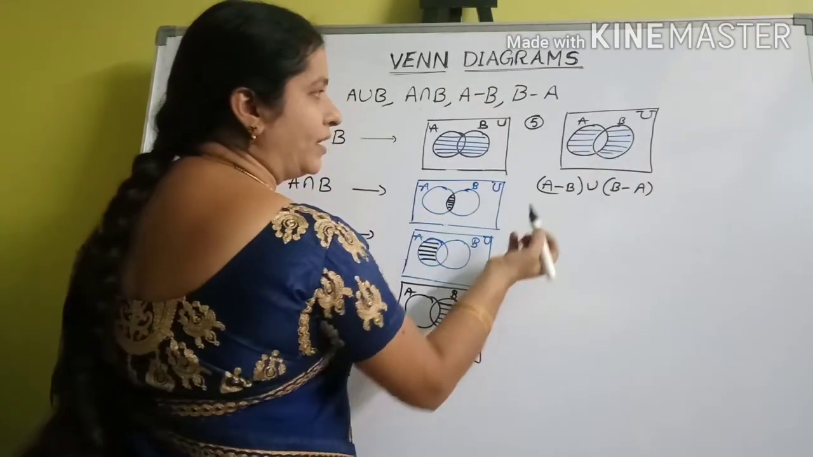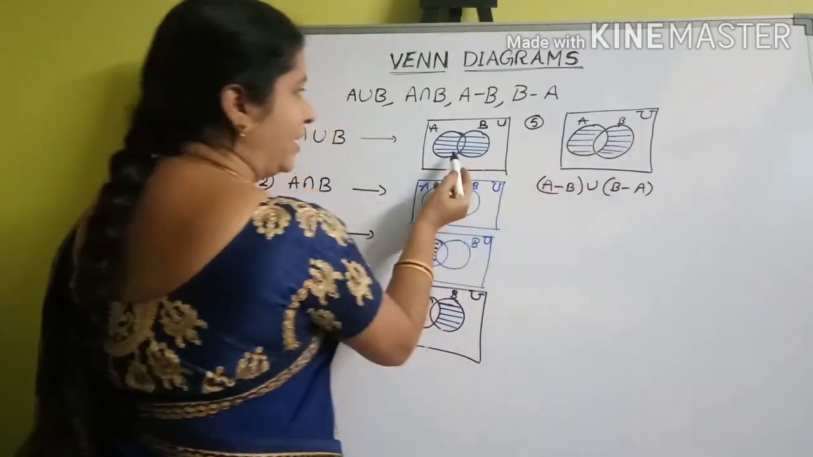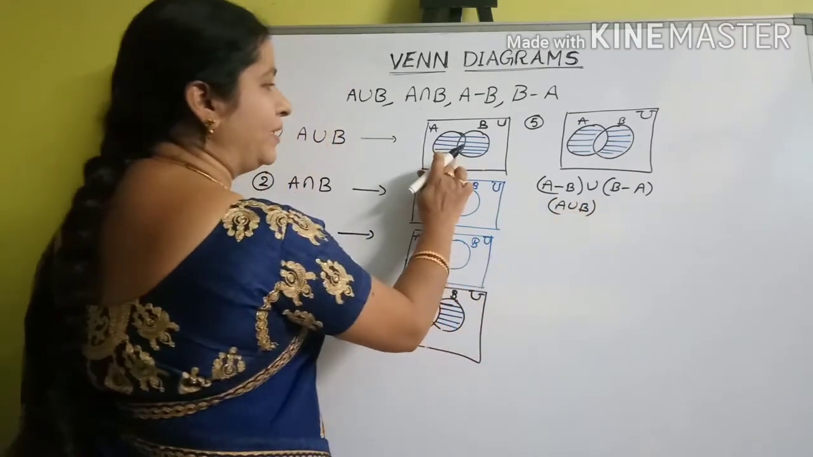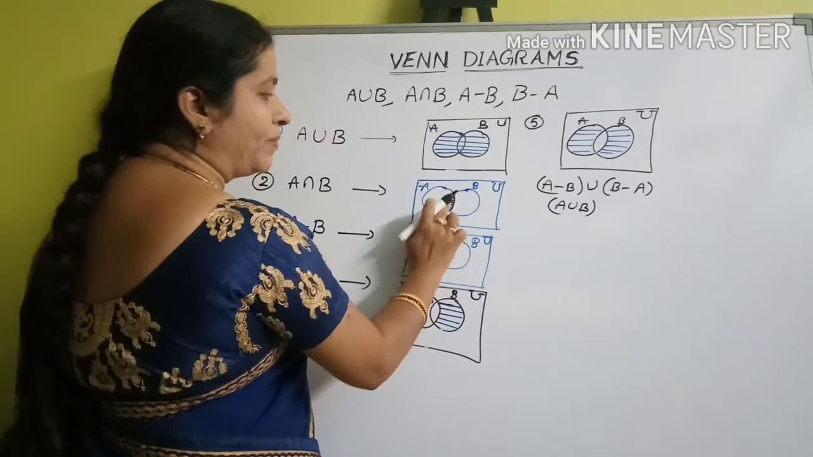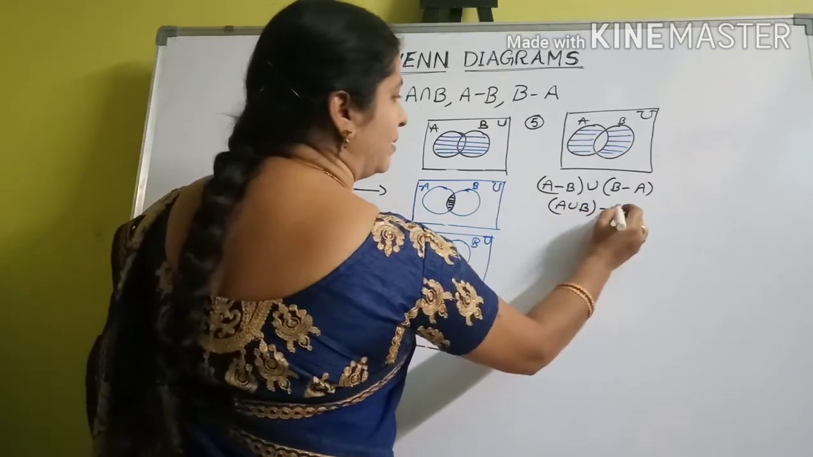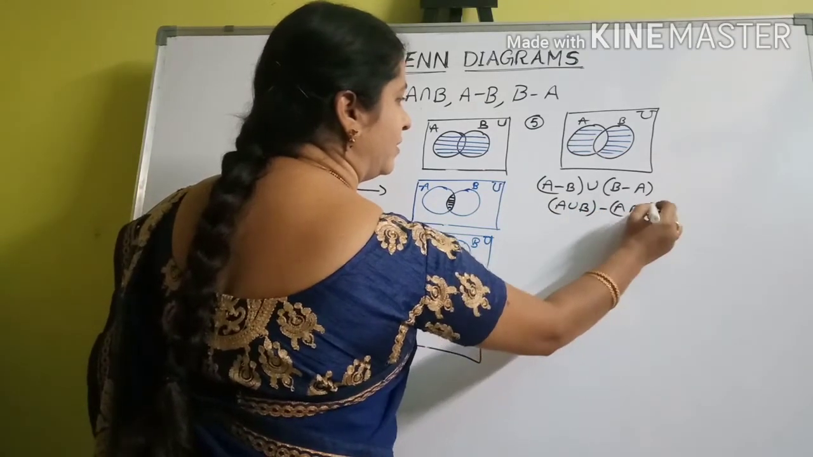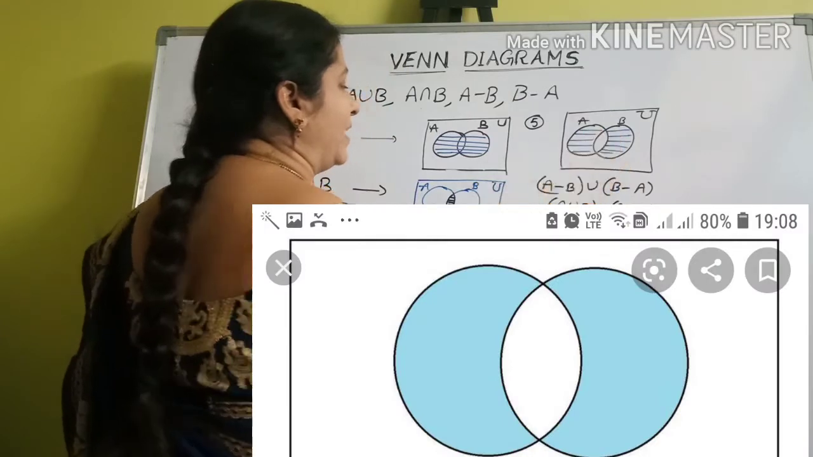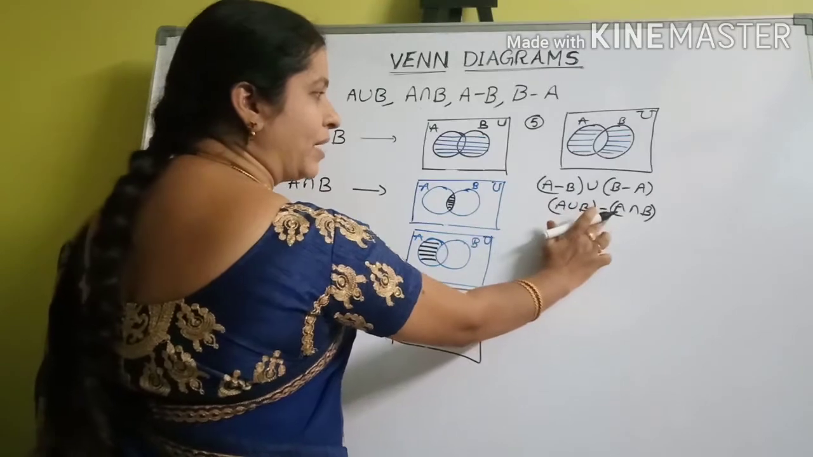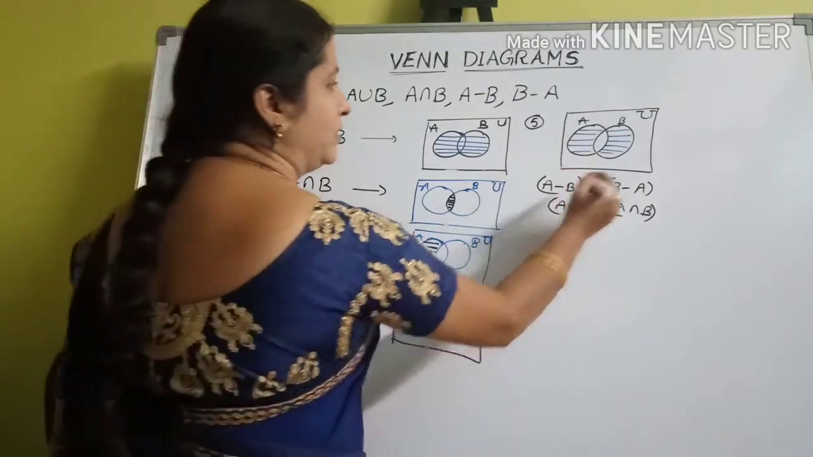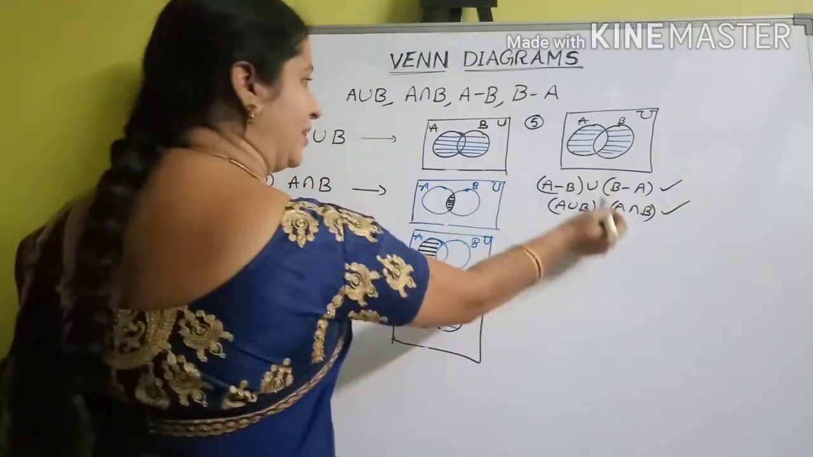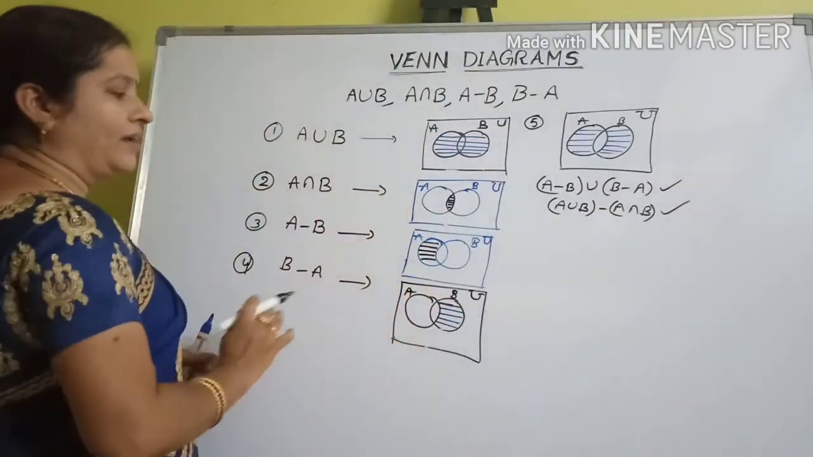What have you observed here? This is A union B. So the total shaded part is A union B and the overlapped part is A intersection B. So A union B minus A intersection B. This shaded part belongs to A union B minus A intersection B. So these two Venn diagrams are also very important questions. So these are the Venn diagrams.